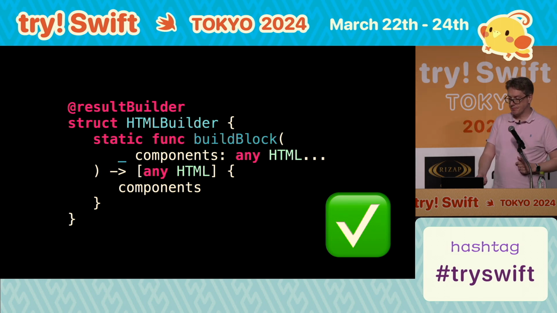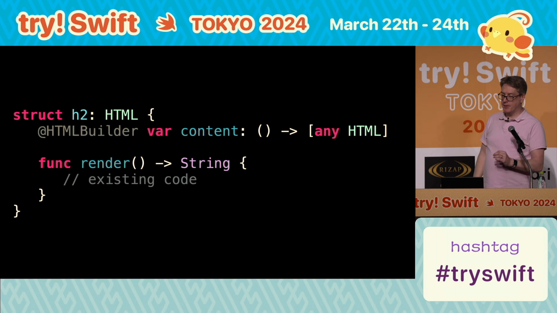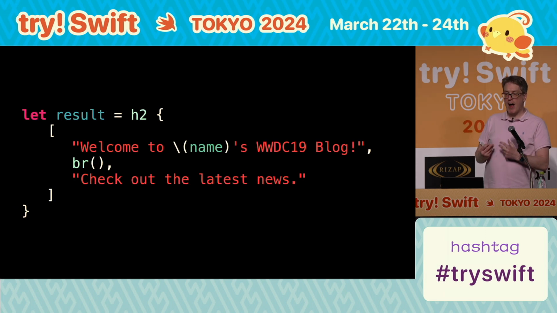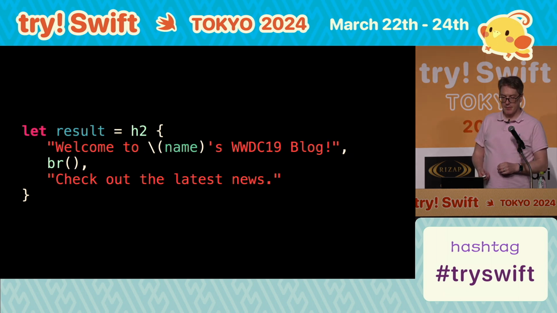Let's try it out. Right now, our H2 struct has this content property that stores the array of HTML it contains. To make that use our result builder, we've got to mark the property with HTML builder attribute, like this. And now, when we're writing our code, our square brackets just go away. And those commas, they go away too. So using our H2 struct is much nicer. That one tiny result builder gives us incredibly clean syntax.